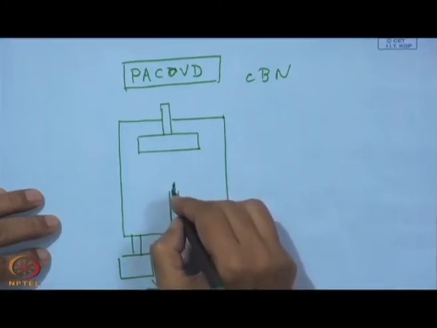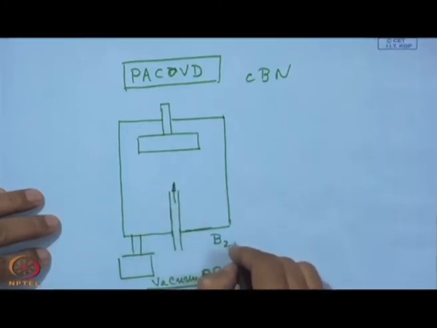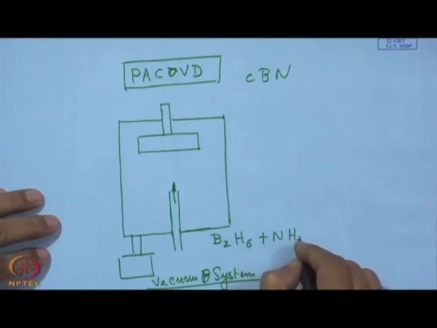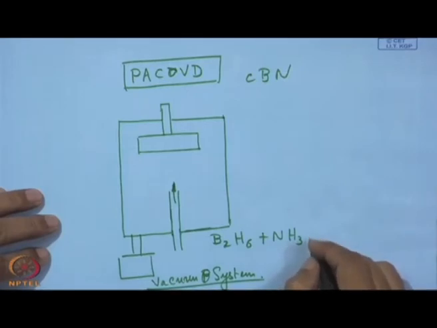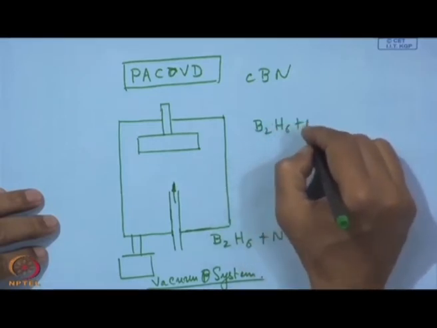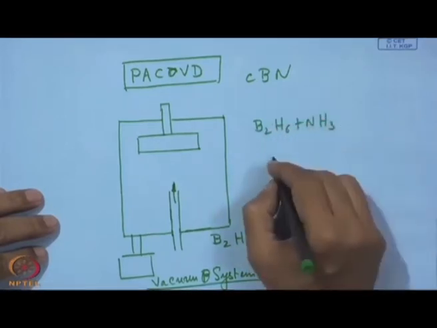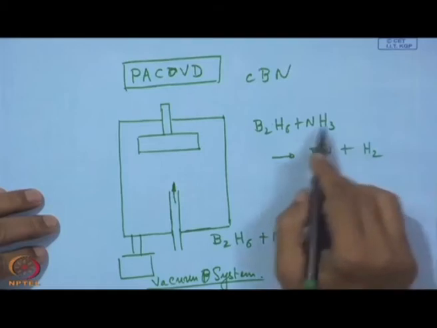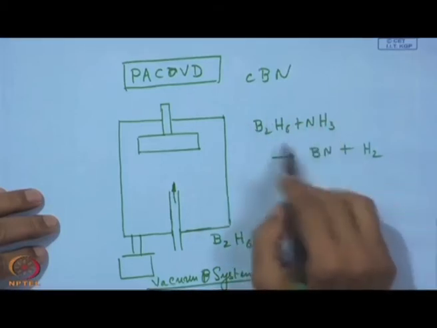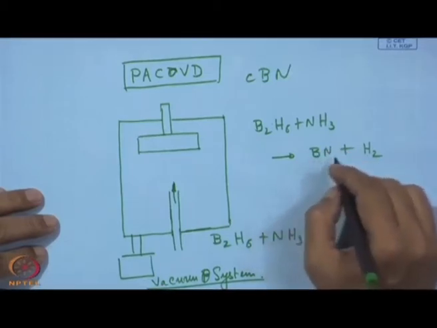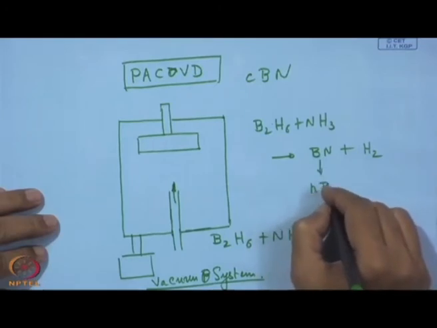So, here what is admitted is actually a mixture of diboron and ammonia, because in this case it is much more reactive compared to nitrogen, and you can have hydrogen as the carrier gas. So, with this we expect BN to form and then H2. So, this BN is going to be HBN. Whatever is deposited, that is HBN.